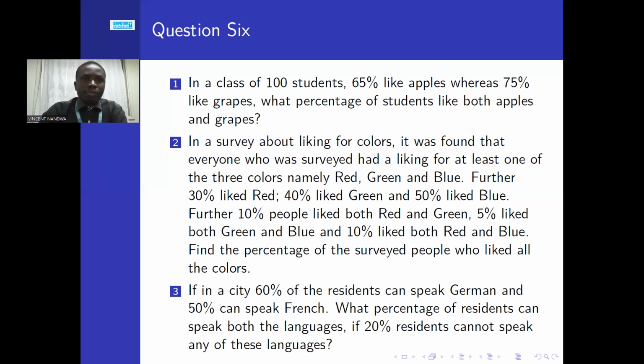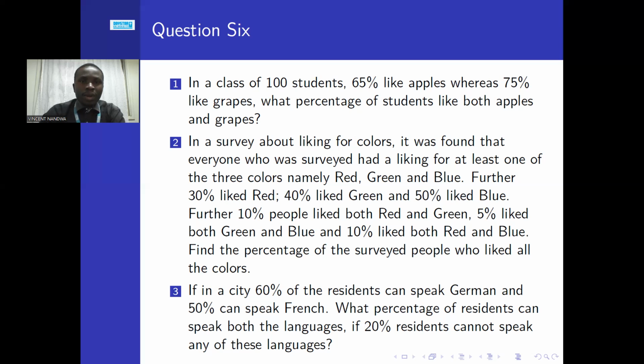in question 1 and question 3. So when you are told that in a class of 100 students, 65% like apples, whereas 75% like grapes, so we'll have to determine the percent of students who like both apples and grapes. So silently within the question, it is assumed that of all these 100 students who were surveyed, if we were to draw a Venn diagram, then we expect that each and every student should be within the sets defining those who like apples and those who like grapes.